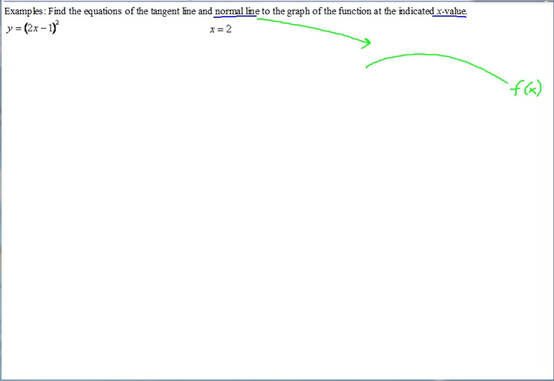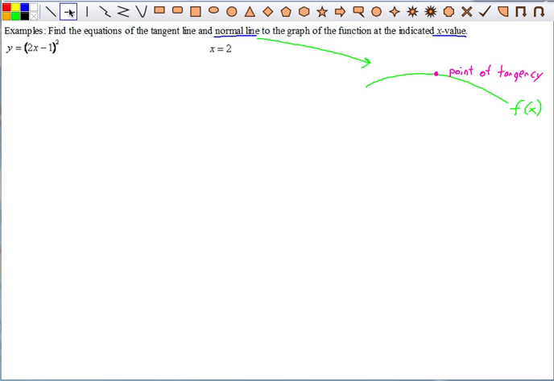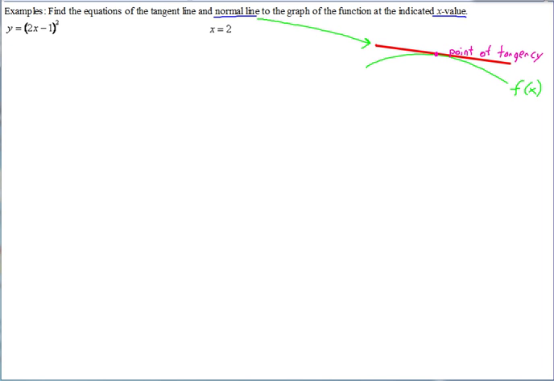Well, the tangent line, let's say this is our point of tangency. The tangent line would look like that. That's the tangent line. It has the same slope as the function at that point.